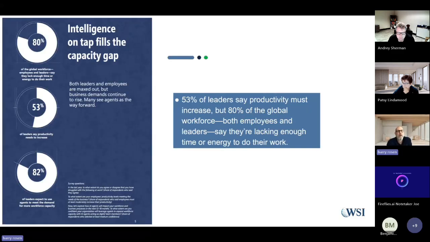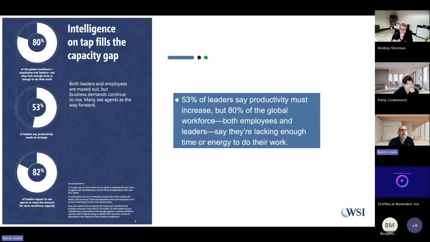So how do we get to this point? How do we make sure that as a business we're ready or capable of even doing this type of autonomy? So 53% of leaders say productivity must increase, but 80% of the workforce say that they're lacking enough time and energy to do their work. So if you ask a leader, should productivity increase? Yes. If you ask the employees, do they have enough time to do their work? No. That's a common problem.